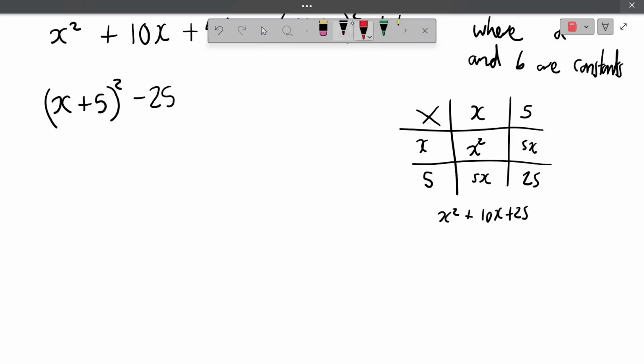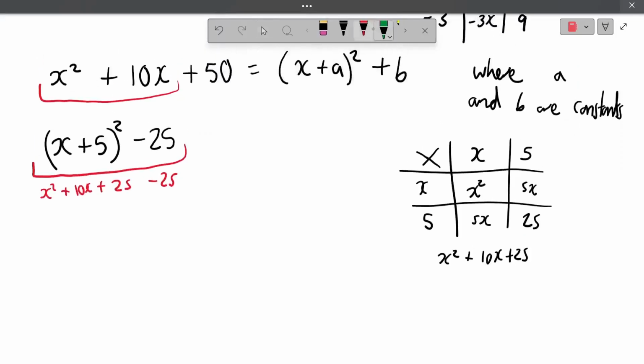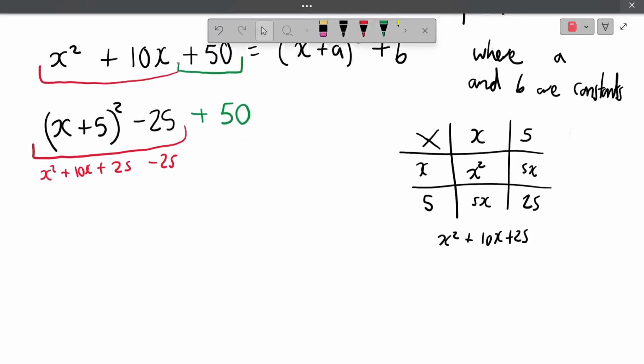And then that bit there is the x² + 10x. So the x² + 10x is that (x + 5) in brackets squared minus 25. Because what you end up having is your x² + 10x + 25 − 25. And then the 25s just cancel. But we still also have this plus 50.